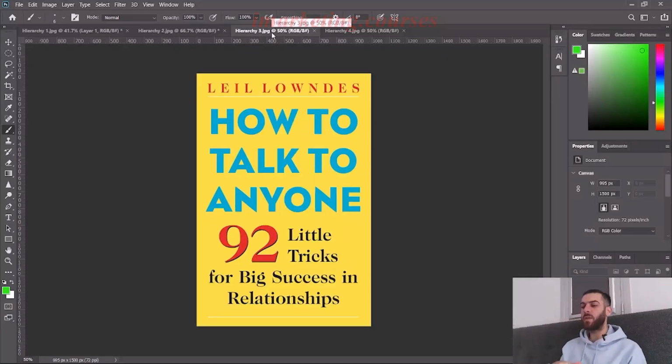This is a perfect use of hierarchy. So this is an only text cover. There's basically no main image. But no matter who you are, even though it's only text, everyone is going to read the text the same way. So everyone's going to read how to talk to anyone first. Why? Because it's the font with the biggest weight, so the biggest thickness. Look at how thick the T is. This is extremely thick. And it's also the largest font.